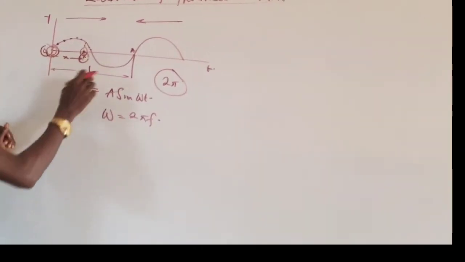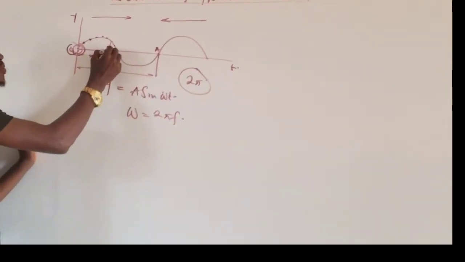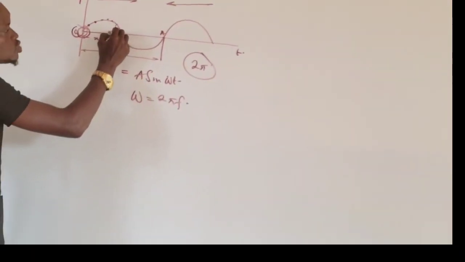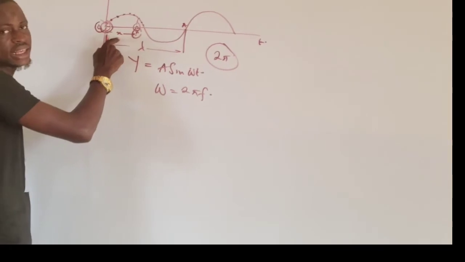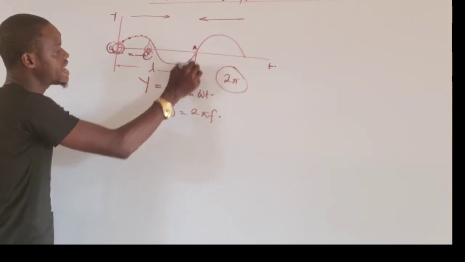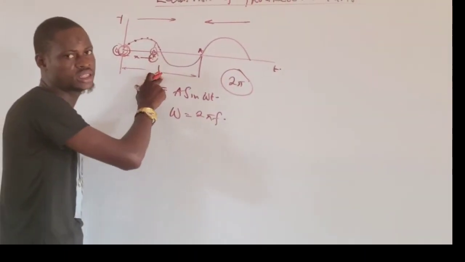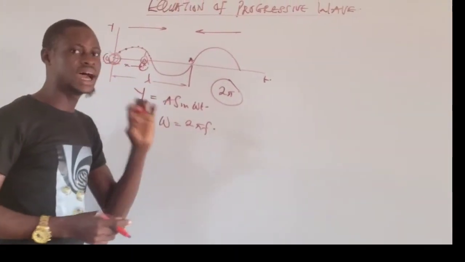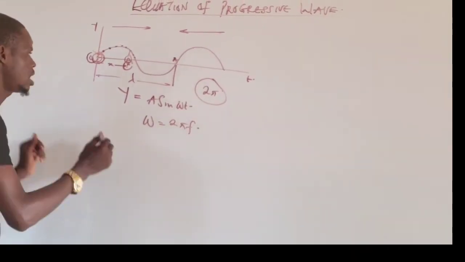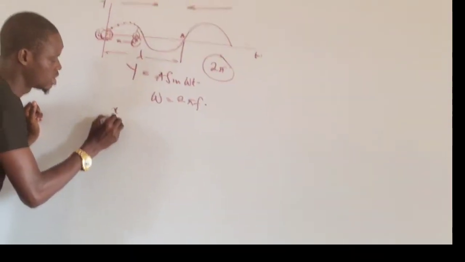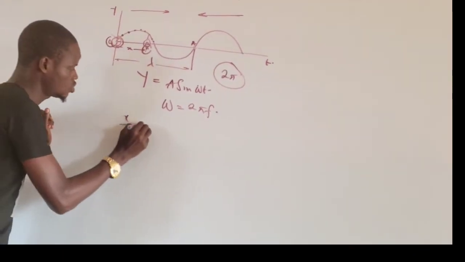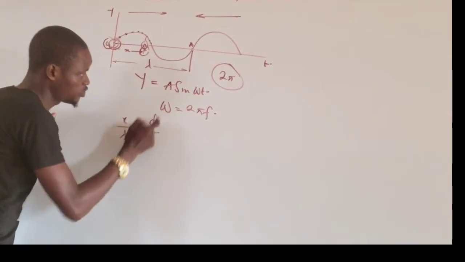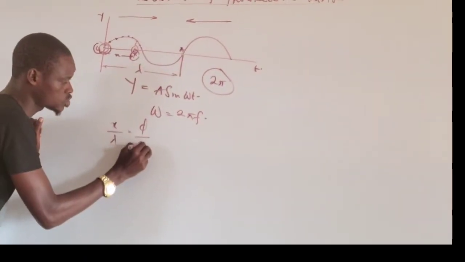Now from here, if I have the phase of the particle at point P, I can easily get the phase. Since the distance of the particle at point P to the origin is x, and the distance of the particle at point A to the origin is 1 wavelength, since the particle at point A has 2 pi radian as its phase, I can easily relate this: x over wavelength equals the phase angle of the particle at point P over the phase angle of the particle at point A, which is 2 pi.